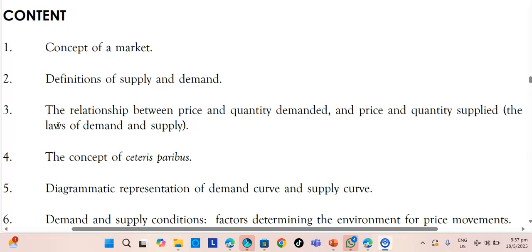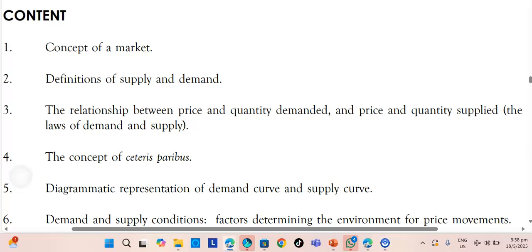Example, if the price of a movie ticket goes down from $10 to $5, would you still want to buy it to go to the theater? Yes, I would buy it because it was originally $10, now it's $5. So more people will go to the movies. That means demand increases as price falls.